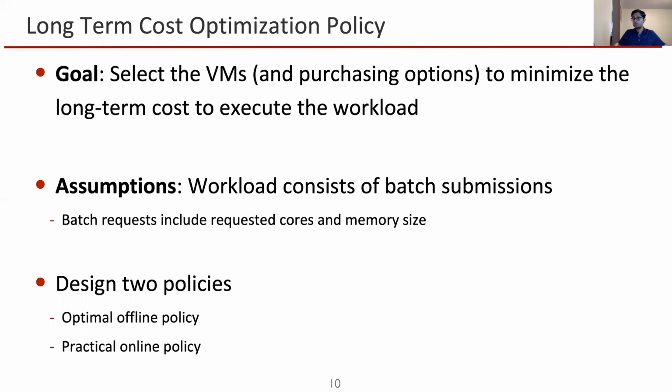Here, we assume a bunch of things. First, the workload should consist of batch submissions from users, where each batch submission can consist of several different tasks, where each task comes with the requested cores and memory size to run that task. In order to do that, we designed two key policies. One is an optimal offline policy and another is a practical online policy.